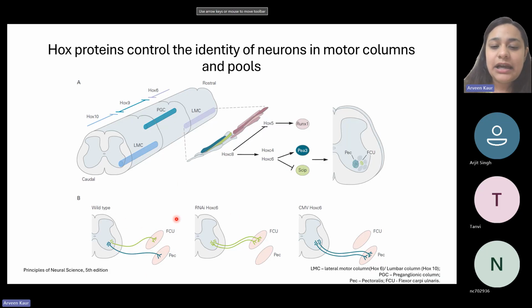But in case the RNAi is given for HOXC6, RNAi meaning RNA interference, wherein this HOXC6 gene will be inactivated, what will happen? The neurons innervating the pectoralis muscle are no longer present. Only this subtype is present, which will innervate only the FCU muscle, and thus you will probably not have any sensation or any response in this pectoralis muscle.